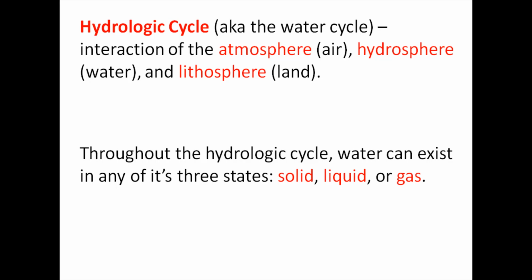Throughout the video, you're going to hear the term hydrologic cycle. That's just a more formal way of saying the water cycle. It's the same idea, just a different name. The hydrologic cycle is basically the interaction of the atmosphere, which is where the air is, the hydrosphere, our planet's water, and the lithosphere, the land. Those three areas interact and have an effect on what happens to water as it cycles through various phases. Throughout the hydrologic cycle, water can exist in any of the three states. It can be a solid, liquid, or a gas.